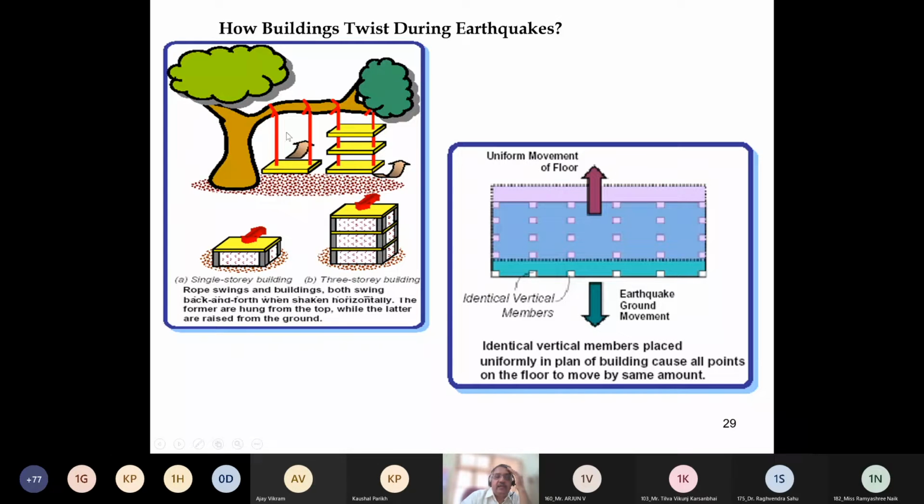If the lengths of these ropes are uniform and if the column heights are uniform, when subjected to earthquake ground motion, we can expect uniform movement of the floor. Identical vertical members placed uniformly in the plan of the building cause all points on the floor to move by the same amount. If this is the original plan, here this is the distorted one. So all columns move uniformly by the same amount.